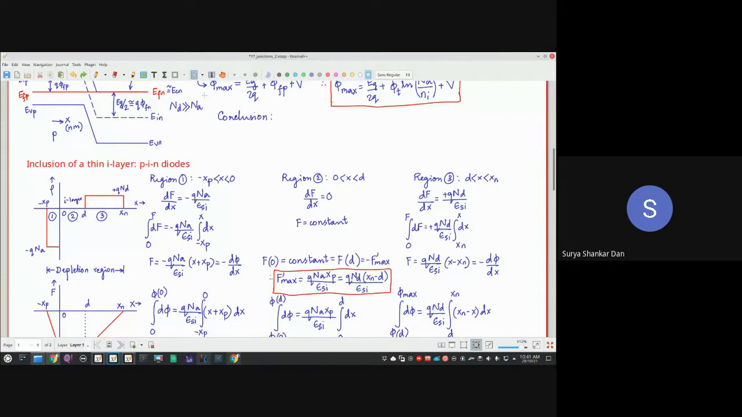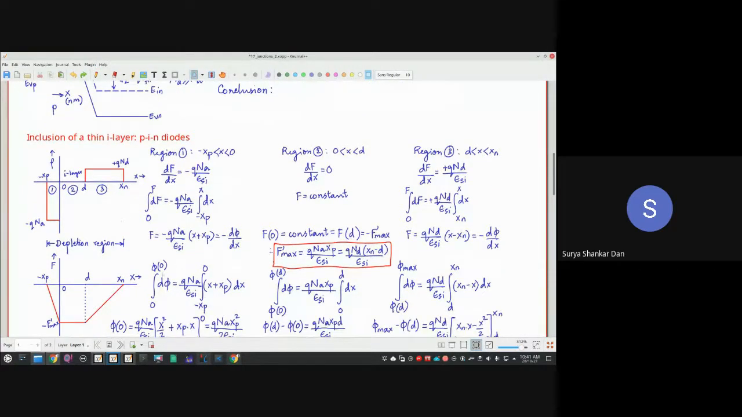Why? Because you are anyway applying the biases, right? So VGS, VDS, when you give bias, the potential will remain the same only. The only thing is that the contact potential, built-in potential, will not remain the same. However, we want to make sure that the electric field across the junction should not be very high.